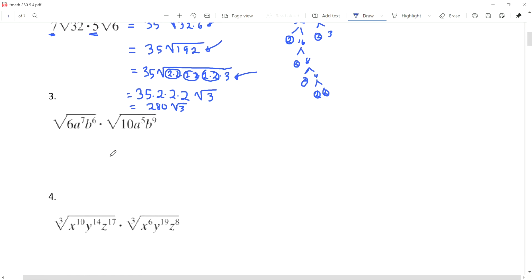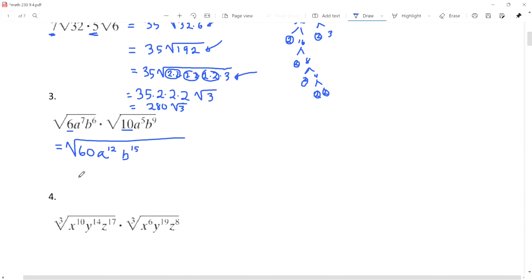Let's look at example 3. We're going to multiply this out. So let's multiply the radicands together. We have 6 times 10 on the inside. So let's write that as a 60. A to the 7th times A to the 5th. That's A to the 12th. You have to add the exponents when you're multiplying them together. B to the 6th times B to the 9th. We're going to add the exponents. That's B to the 15th.